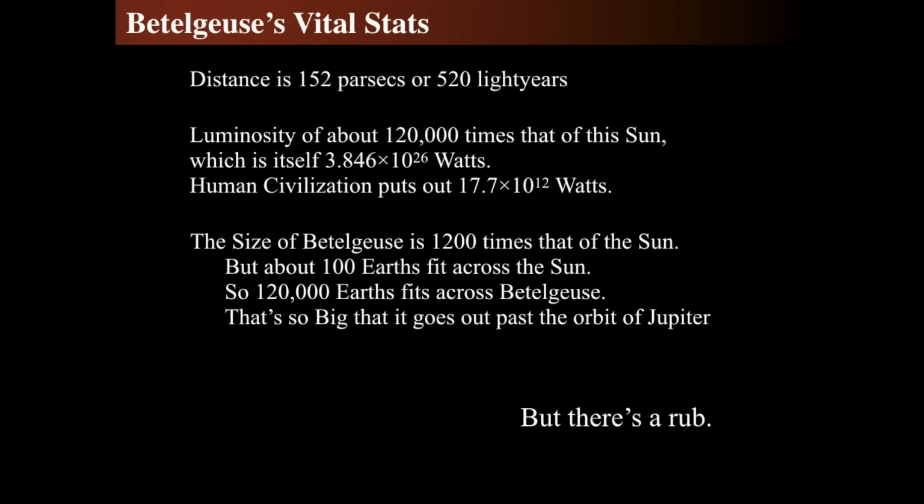Oh my goodness. And Betelgeuse itself is about 1,200 times the radius of the Sun. That comes from both direct measurements, as we'll see in a second, as well as the Stefan-Boltzmann relationship. We know that 100 Earths fit across the Sun, but about 120 Earths fit across Betelgeuse. That means that it's bigger than the orbit of Jupiter.